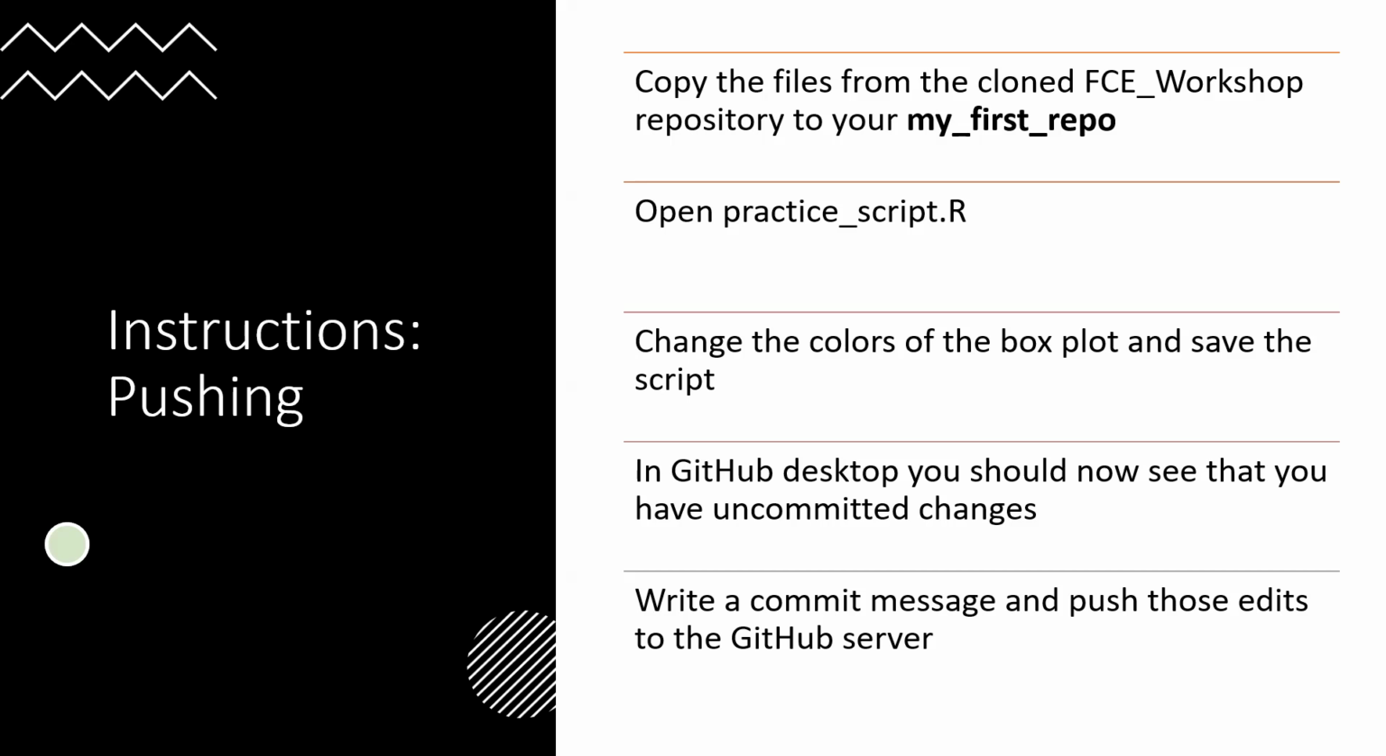Okay. And so change the colors, run the code itself, and then see if the plot was changed, right? The output plot should save. And then in GitHub Desktop, see if you're able to see the change and then send it to the GitHub server.